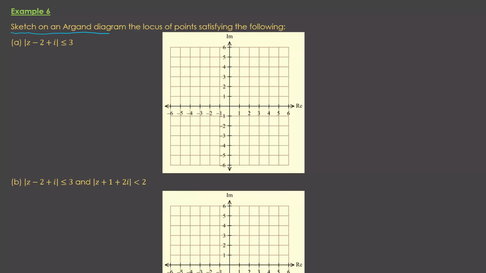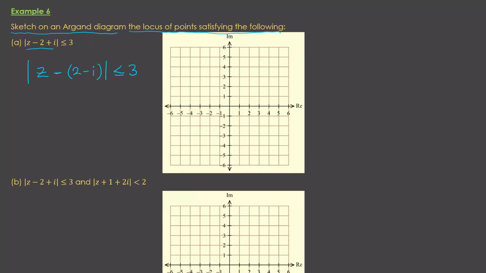Sketch on an Argand diagram the locus of points satisfying the following. Well, the first one is mod z minus 2 plus i is less than or equal to 3. Now I like to rewrite this as mod z minus, and then if I put in here 2 minus i in the bracket, you can see when I expand the bracket out, I do get z minus 2 plus i. And that's less than or equal to 3.